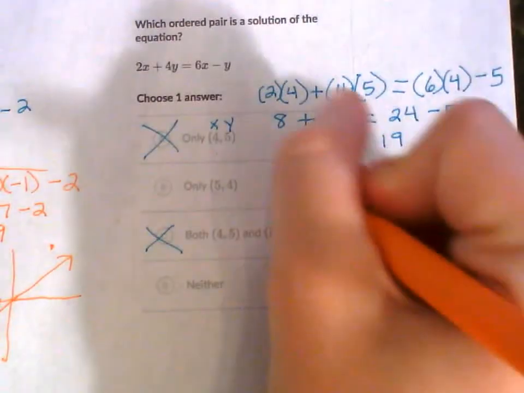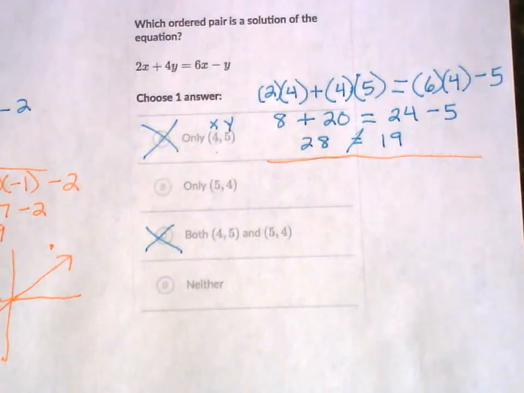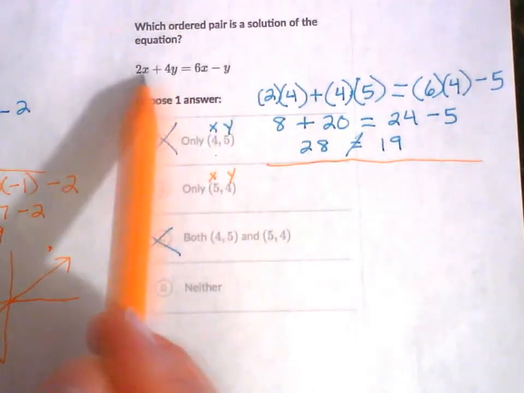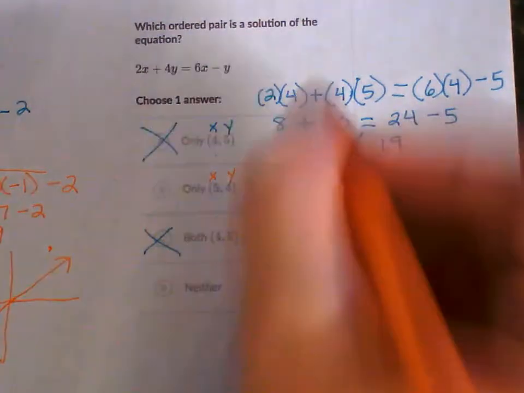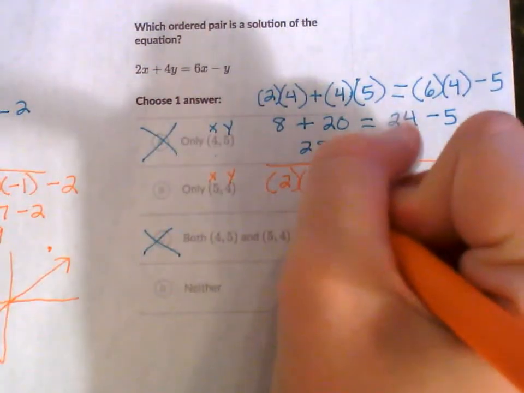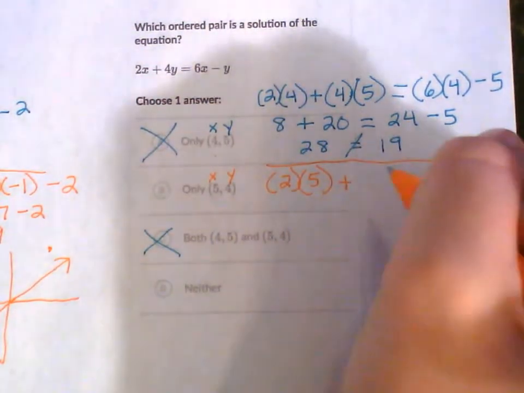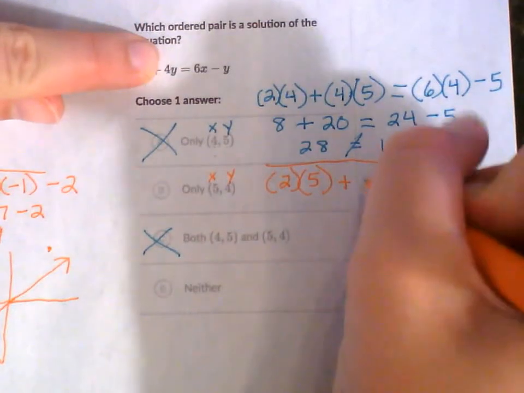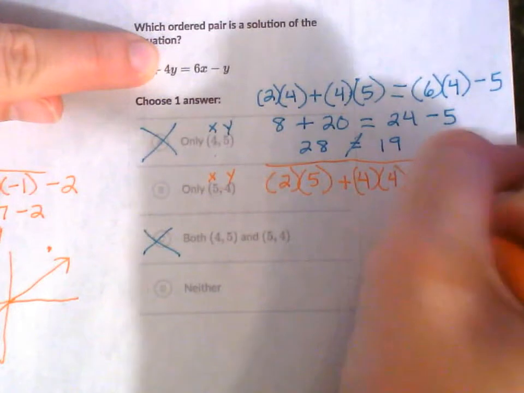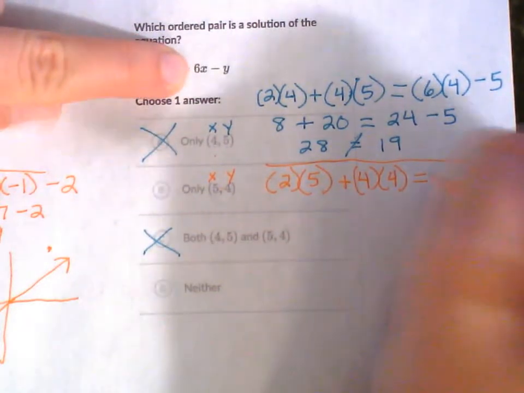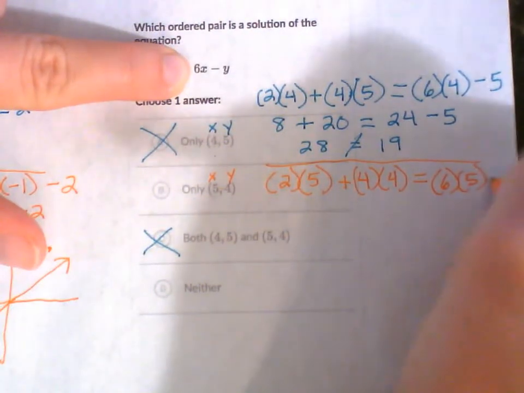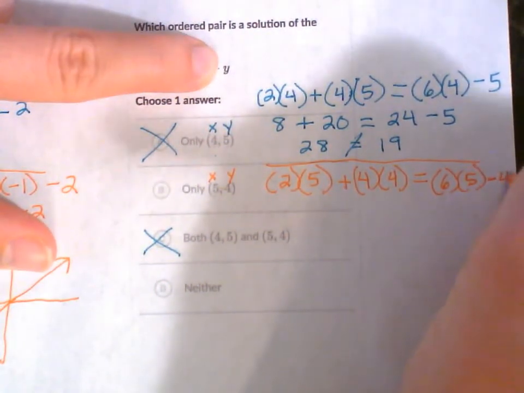All right, let's try 5 comma 4. So 5 is our x, 4 is our y. So let's substitute 5 in for the x, 4 in for the y's. So 2 times x, so 2 times 5, plus 4 times y, our y is 4, equals 6 times x, 5, minus y, so minus 4.